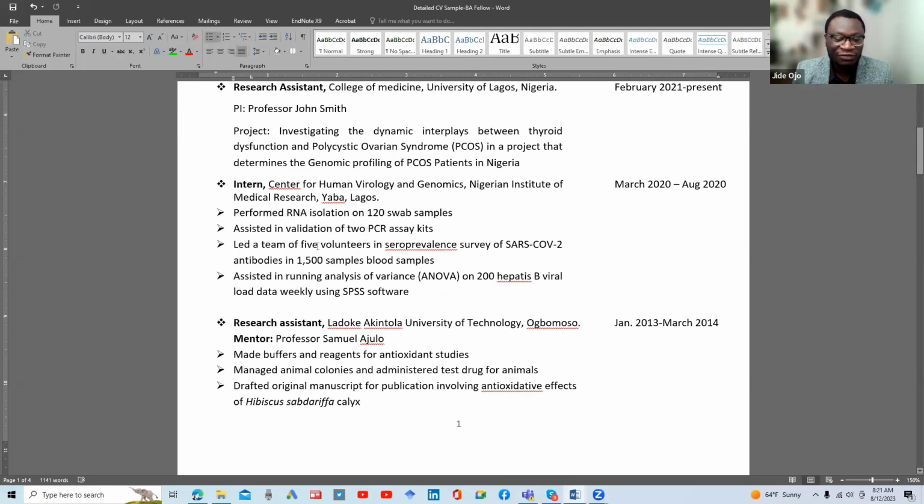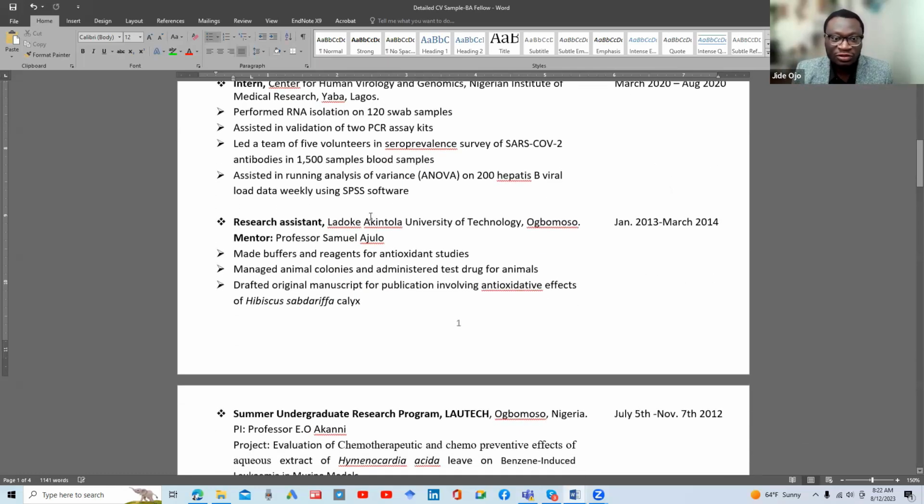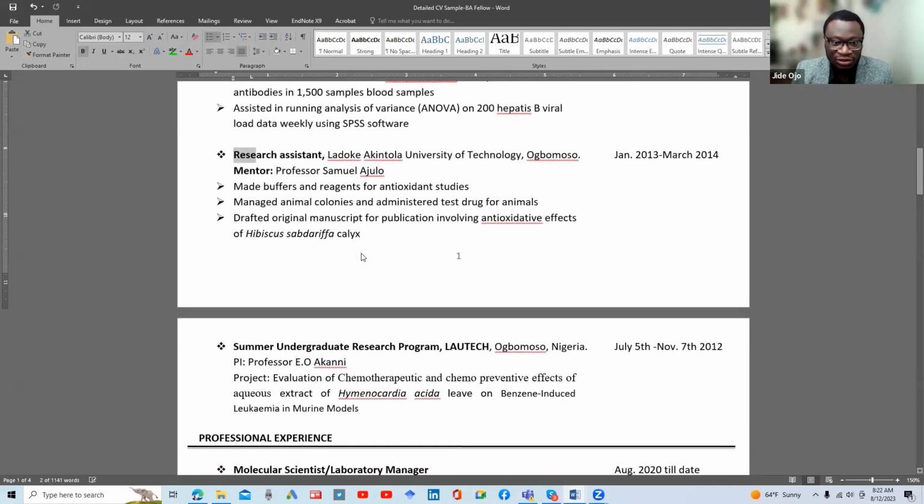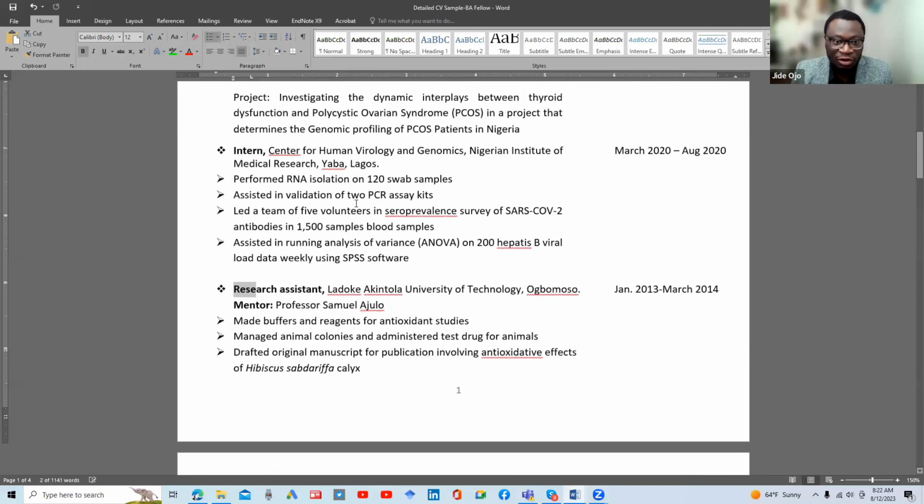So he led a team of 5 volunteers to assay 1,500 blood samples. So I think that's important to quantify your efforts. And I think I always say this, you have to put numbers, quantify what you did, if it's possible. So again, you can see for this experience, he did the same thing. I think he did more of the quantification here.